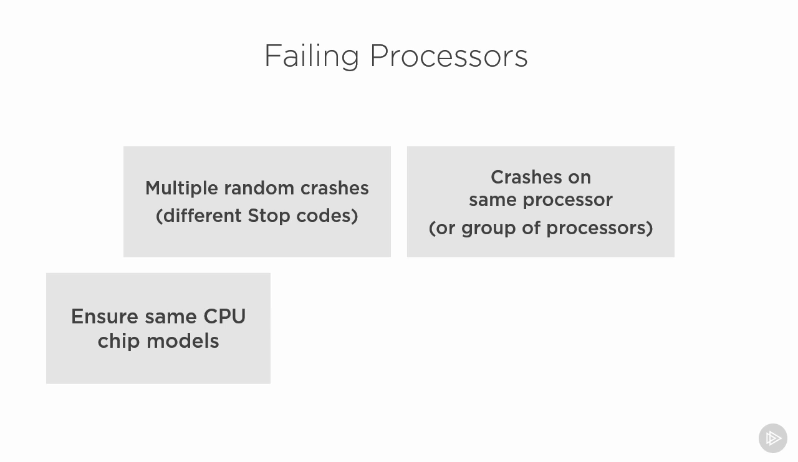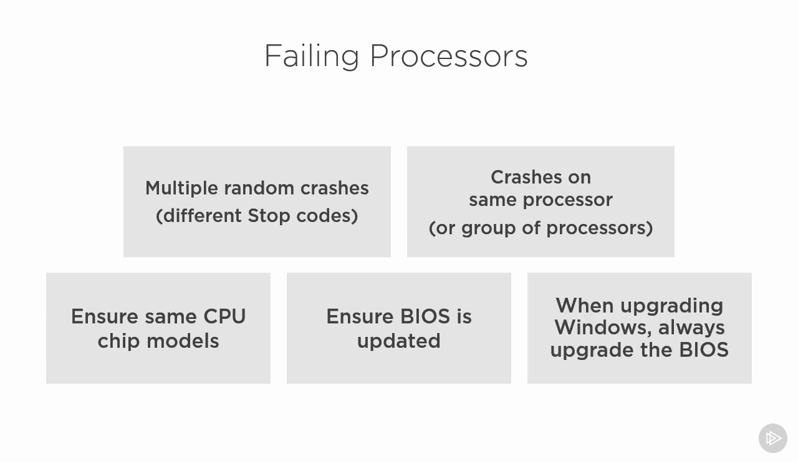So one of the remedies is to ensure that all your CPU chip models are the same. As you may know, they may have different frequencies, so we want to make sure that they're all the same type of CPU chip. Same thing with the BIOS. We want to ensure that the BIOS is updated to the latest available version. This is especially important whenever you upgrade the operating system. You want to always follow up with upgrading the BIOS, or you can get various erratic crashes.